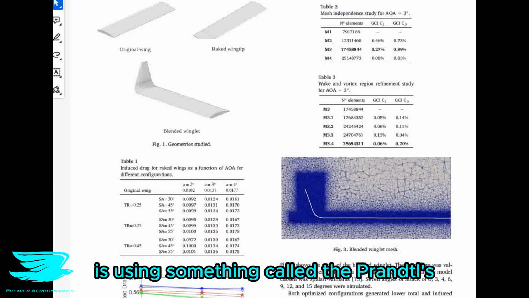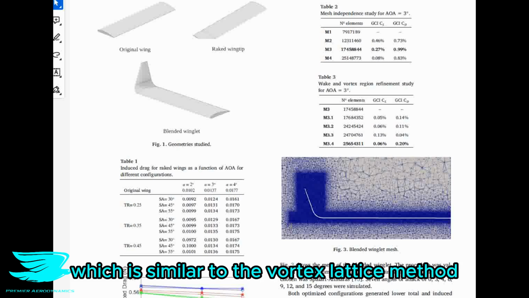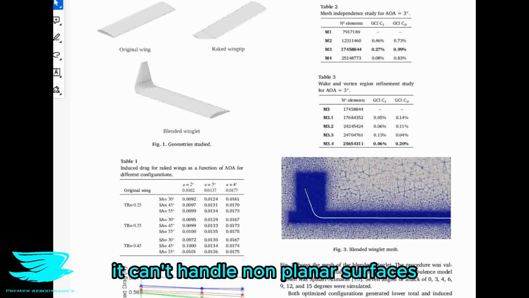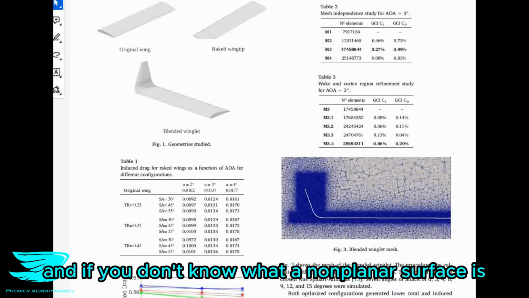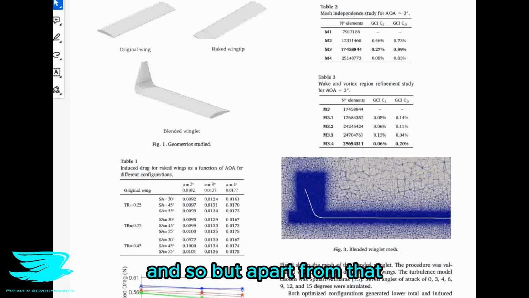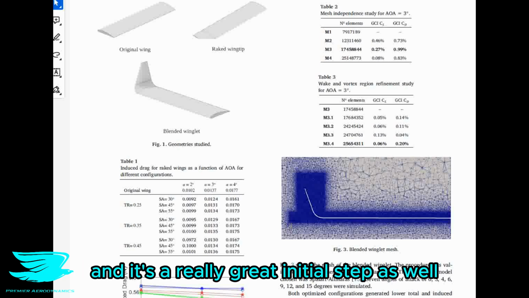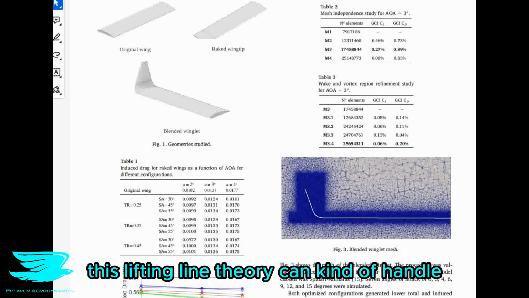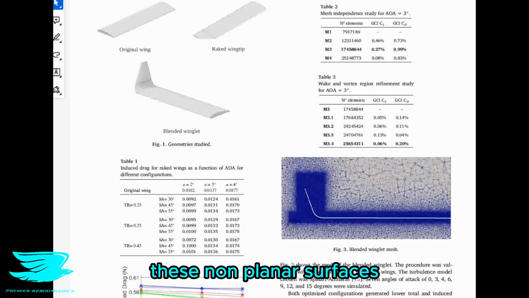Another possibility is using something called the Prandtl lifting line theory, which is similar to the Vortex lattice method in that it's inviscid, but in its purest form, it can't handle non-planar surfaces. And if you don't know what a non-planar surface is, listen to our podcast from a couple of weeks ago, podcast 167, where we cover what these geometries are. But apart from that, the Prandtl lifting line theory is still very powerful, and it's a really great initial step as well. Not as good as the Vortex lattice method though. With some outside information, this lifting line theory can kind of handle these non-planar surfaces, but it's still quite dodgy, and that's where the Vortex lattice method comes into it. So it's the next step up.